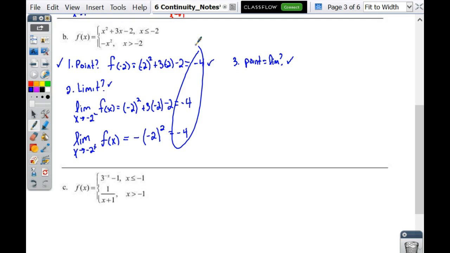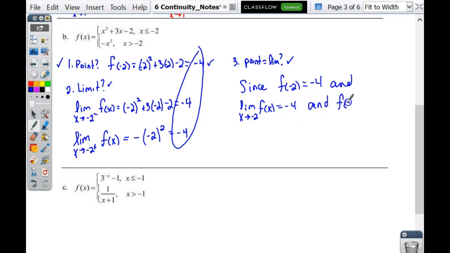So now I have to go through and make sure to justify my answer. So I'm going to state, since f of -2 equals -4, and by stating that, I have told you the point exists. The limit as x approaches -2 of f of x is -4. And f of -2 equals the limit as x approaches -2 of f of x.